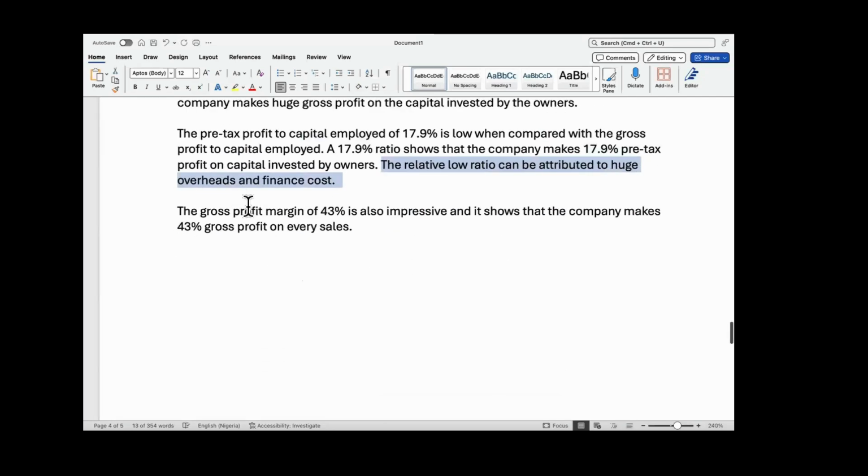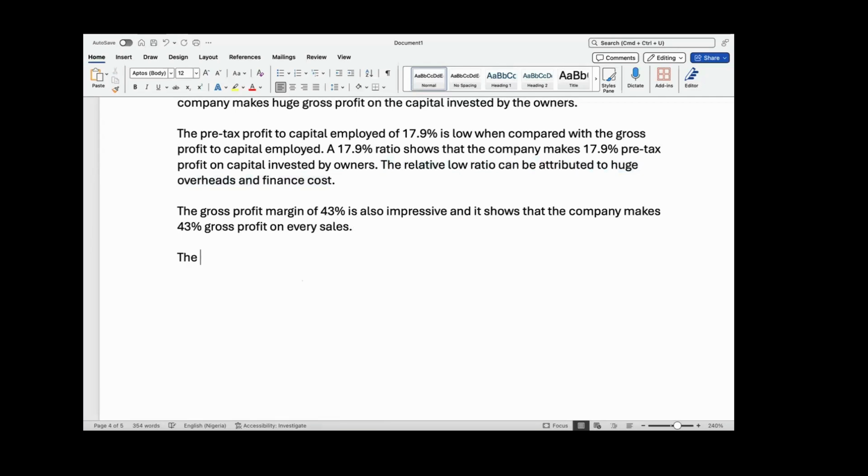This one also, the same approach. That's the same approach I use for everything. For you guys, that's just the best you can do. I said the gross profit margin of 43% is also impressive, and it shows that the company makes 43% gross profits on every sales. On every sales. I just told them the meaning.